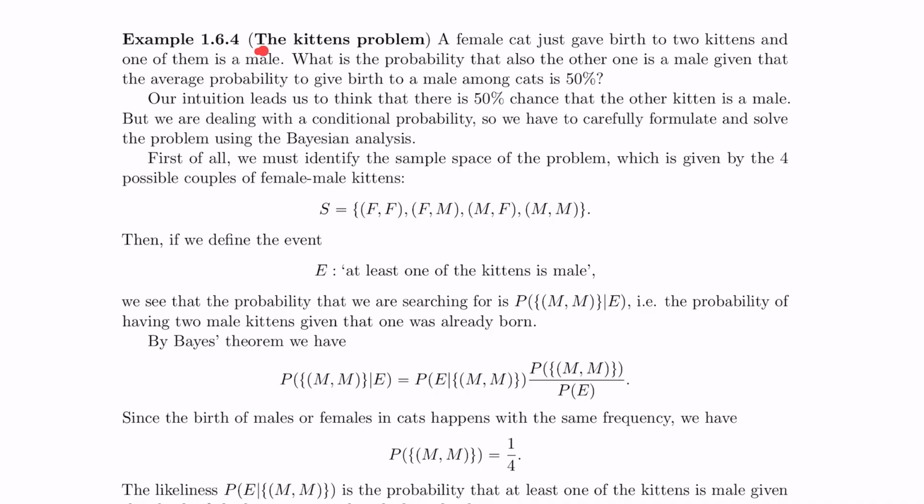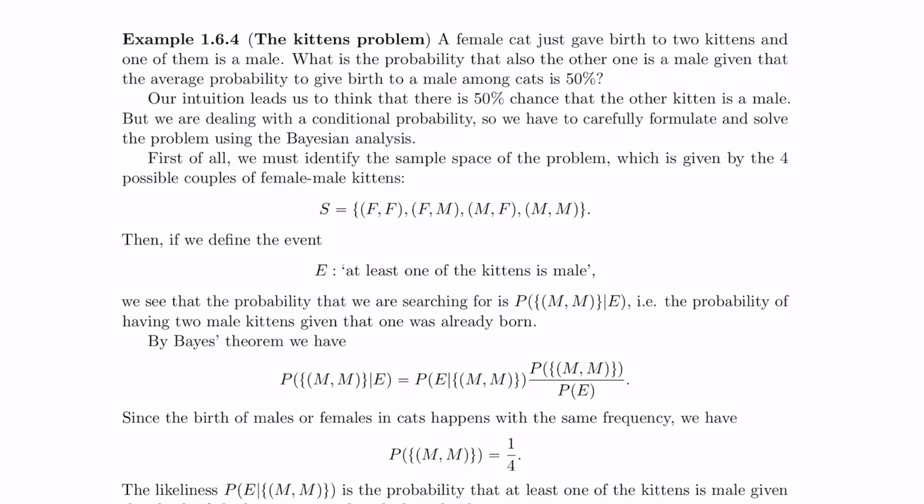The next example is the kittens problem. A female cat just gave birth to 2 kittens and one of them is a male. What's the probability that also the other cat is a male, given that the average probability to give birth to a male among cats is 50%? Our intuition leads us to think that there is a 50% chance that also the other kitten is a male. However, we are dealing with a conditional probability because the female cat already gave birth to a male, and so we must carefully formulate and solve the problem using Bayes' theorem.